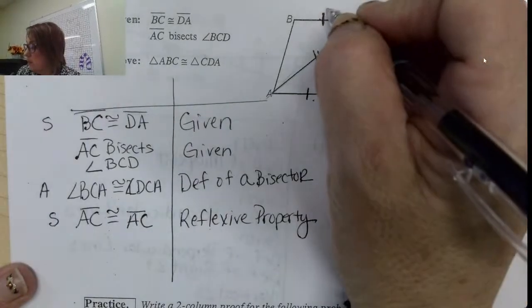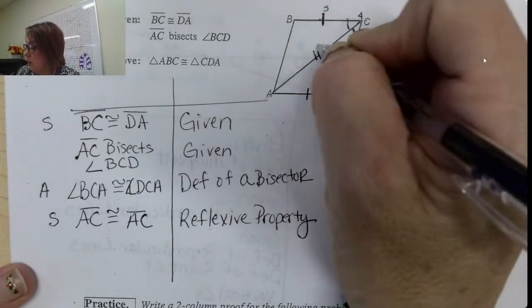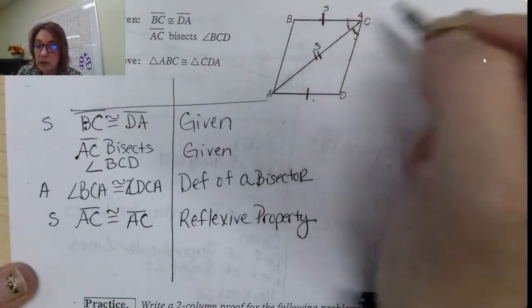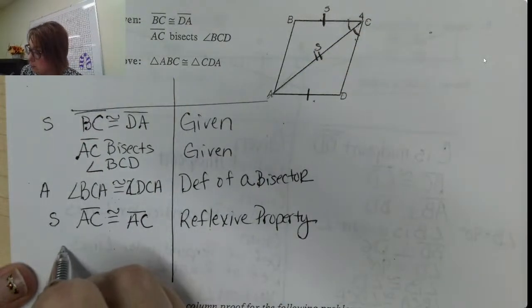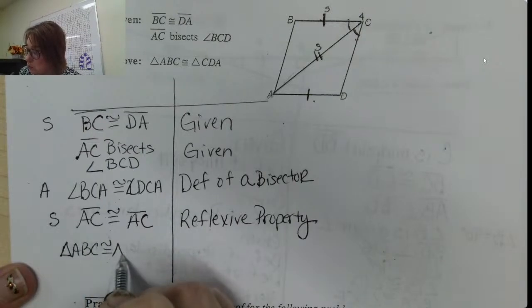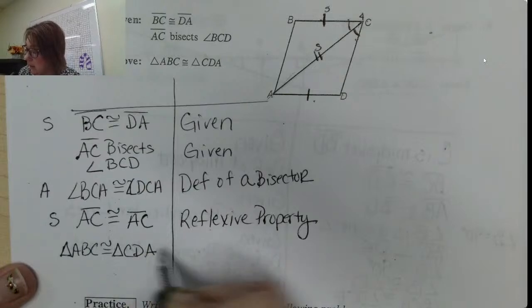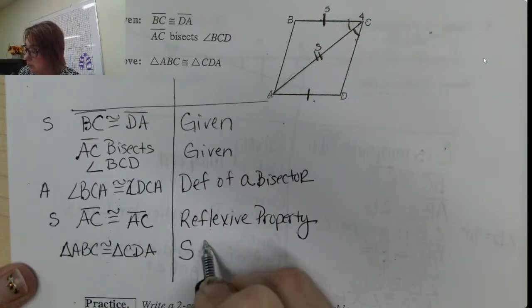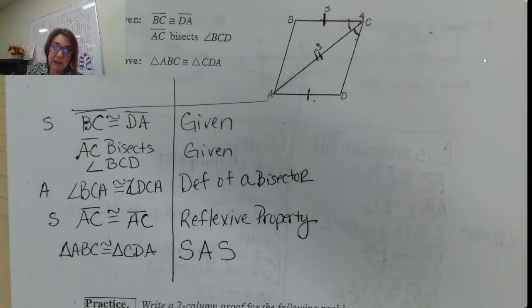So that means we have a side, an angle, and a side in that order. What does that tell us about the two triangles? They're congruent. So triangle ABC is congruent to triangle CDA based on side, angle, side. We good so far? Is it making a little more sense to you now, how you take the information they gave you and apply that knowledge?